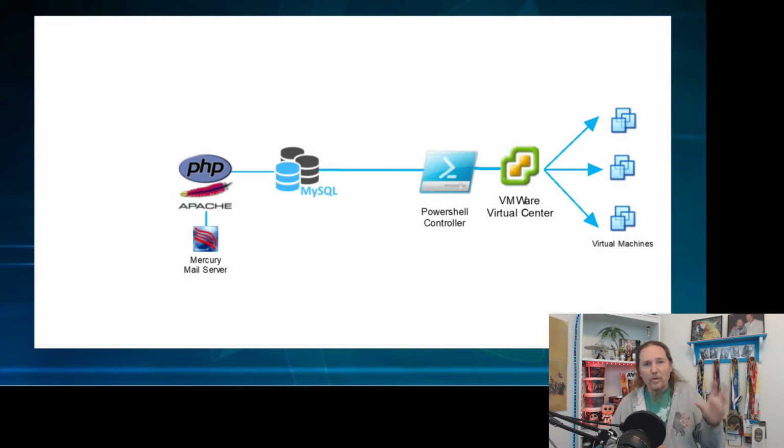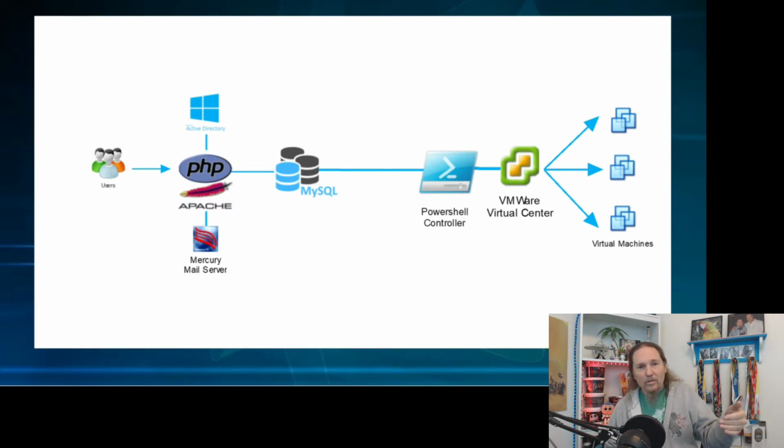Next to that, I have a Mercury mail server. The Mercury mail server allows me to send the notification emails when people need to check out a system and it's already in use by someone. They can send them a notification using the Mercury mail server. And PHP also has Active Directory plugin modules that I can use to get user logins and do the security for the system.